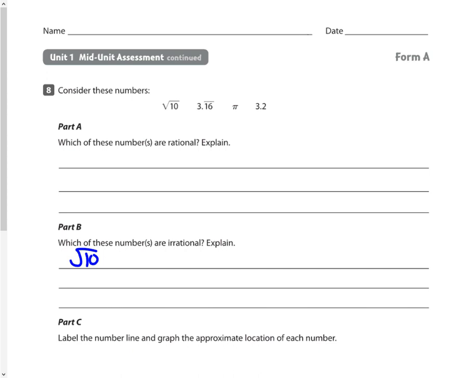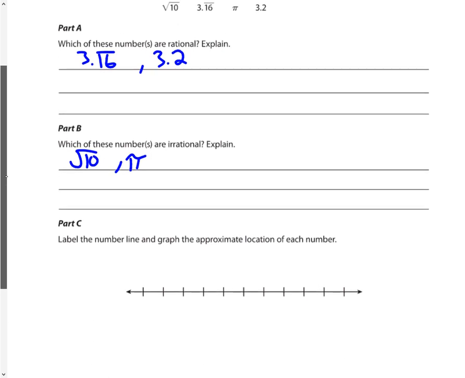3.16 repeating, we talked about repeating decimals being rational. So we can explain repeating decimals are rational. You can change that to a fraction. Pi is the classic irrational number, never ending, has no pattern. And then 3.2, that's also rational because you can write it as a fraction. So just remember, writing numbers as fractions, if they can be fractions, they are rational.